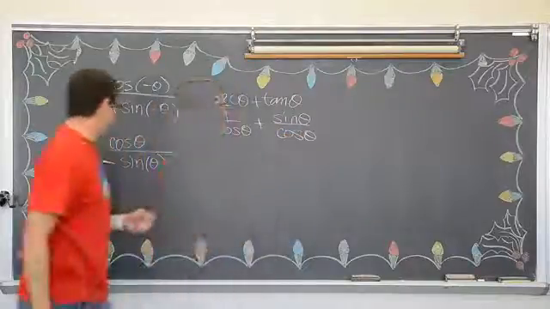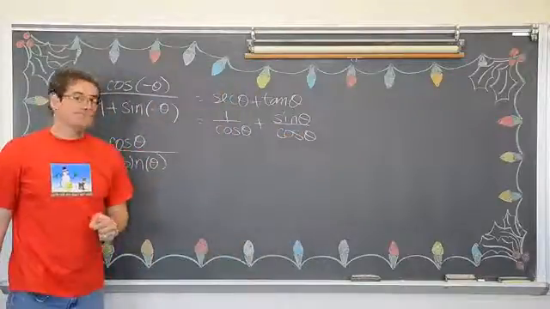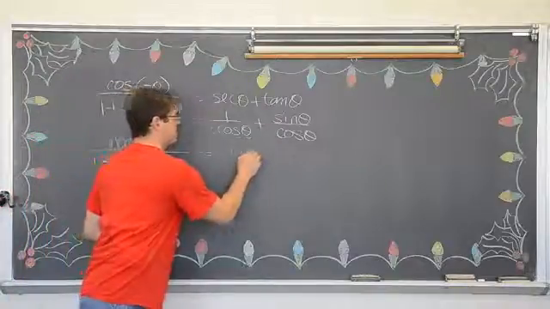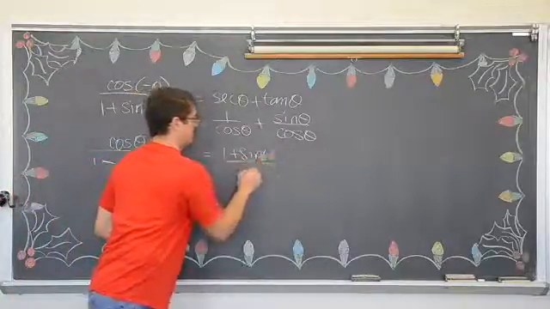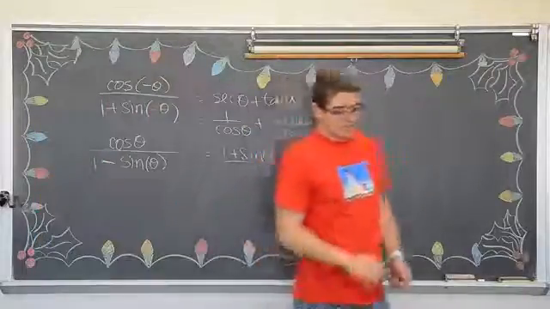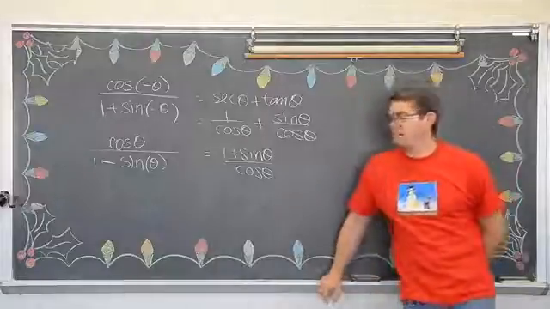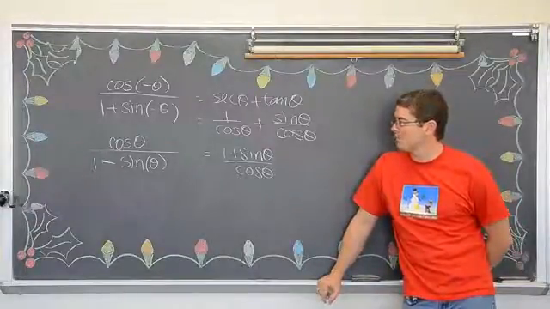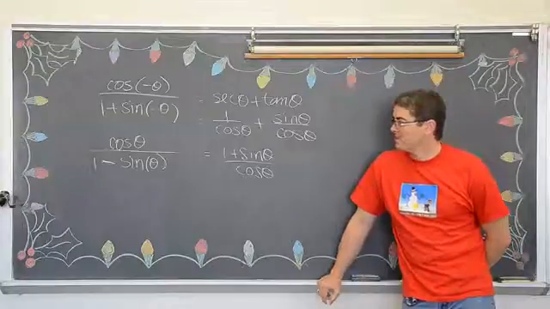Tangent is sine over cosine theta. And, okay, well now we have common denominators. So on this side, we've got 1 plus sine theta over cosine theta. Well, now both sides have the building block core trig functions, and wow, I don't know.